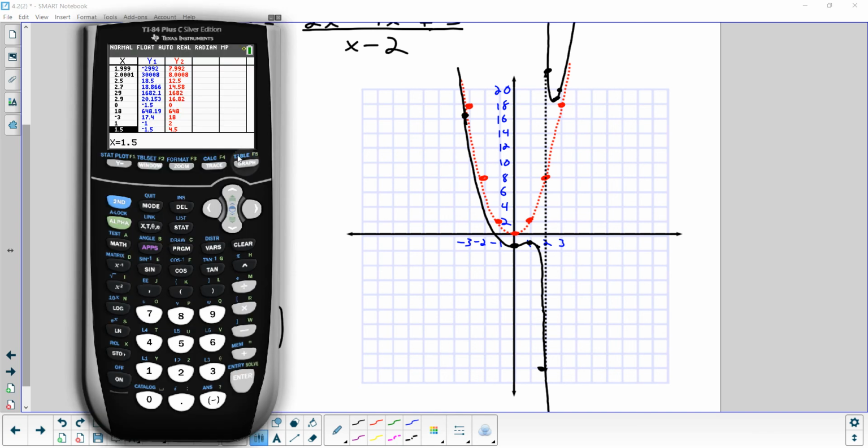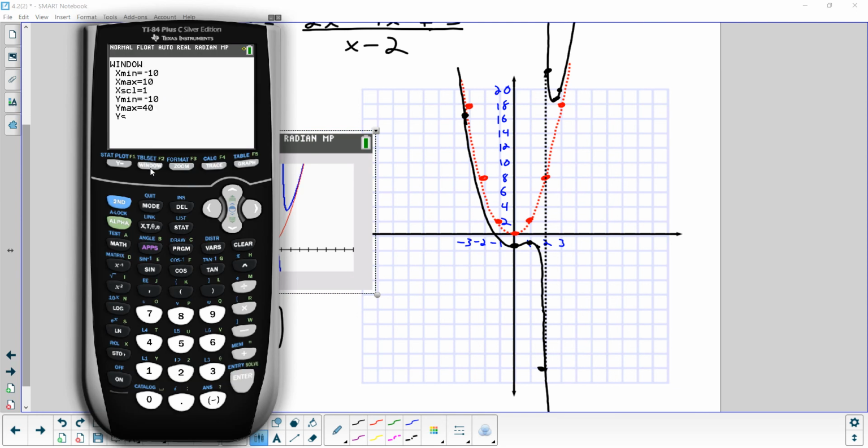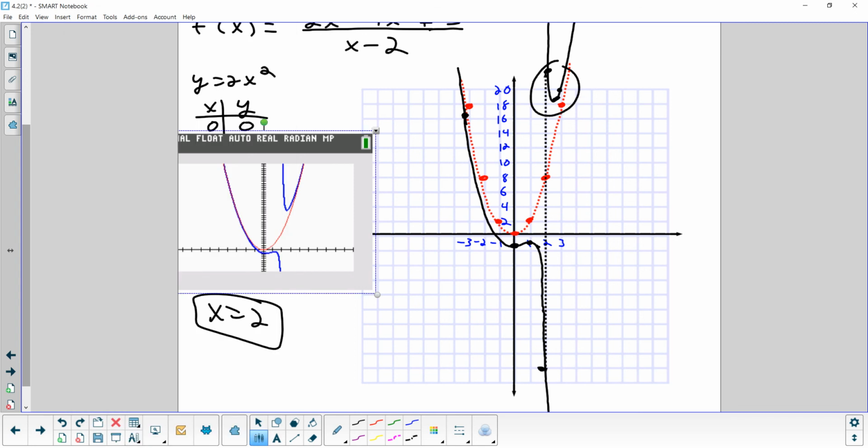So if we hit graph, we can see that we did pretty good. Kind of comes down, does this little curve, and then it almost drops straight down, vertical asymptote. And then there's this other section. You can't see as much of it because I set my Y max up at like 50 or 40. So I had very little space to draw because my y-axis wasn't high enough. But I had just enough that I could barely get it on the grid. Okay.